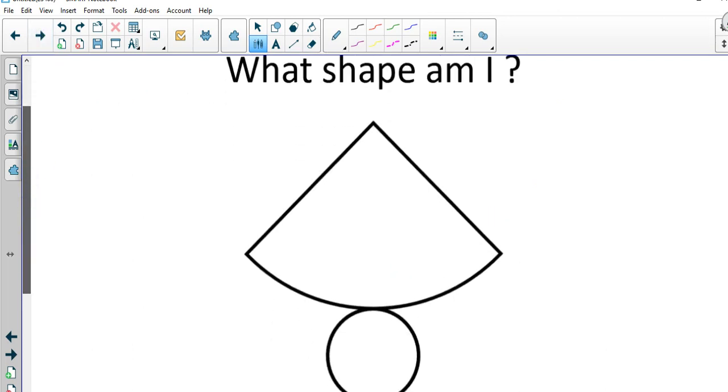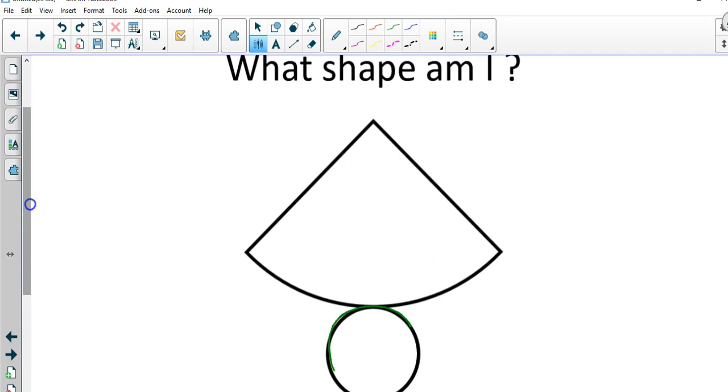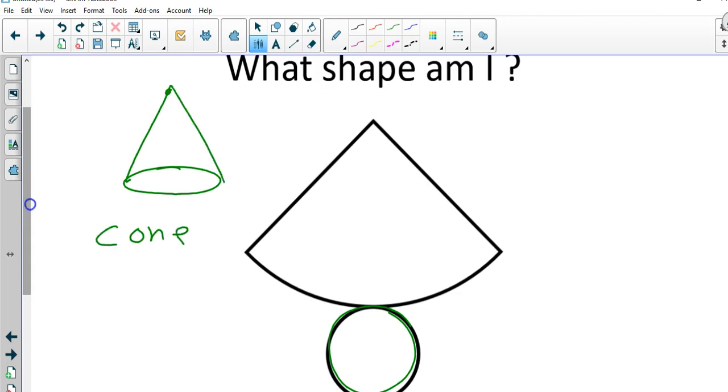What shape am I? Okay, this time you have only one circle. So it can't be a cylinder. And you can kind of look, it's coming to a point. We have a cone.